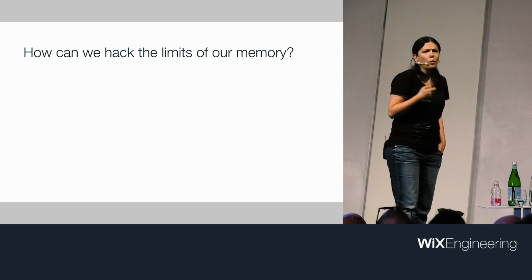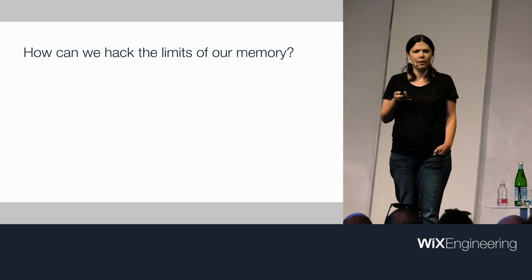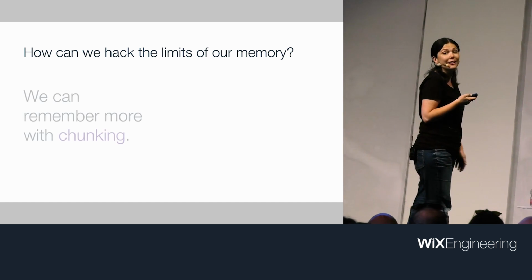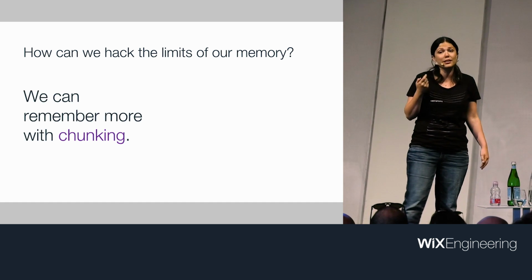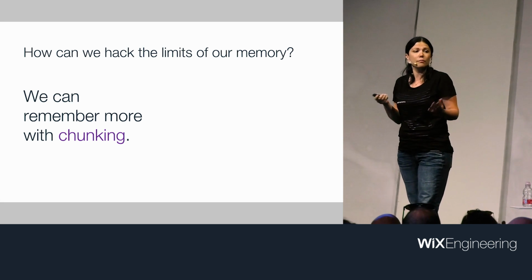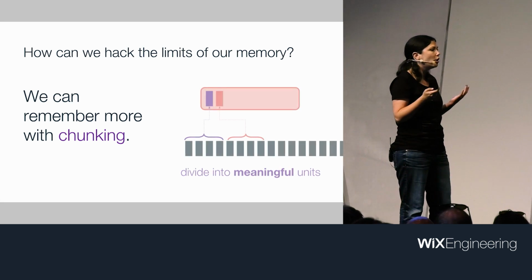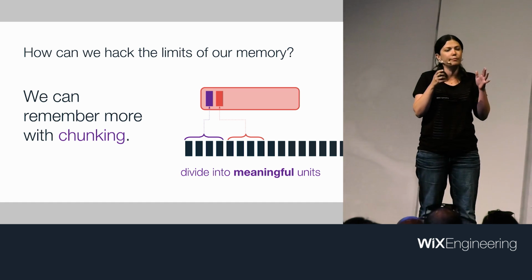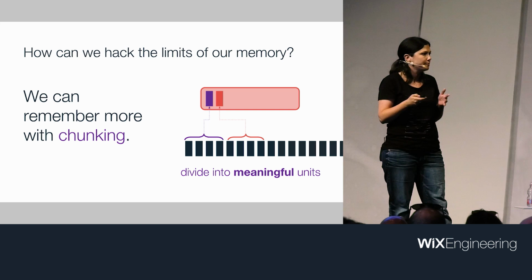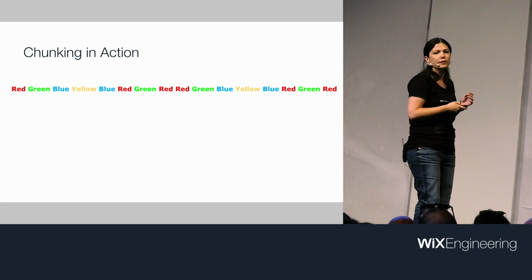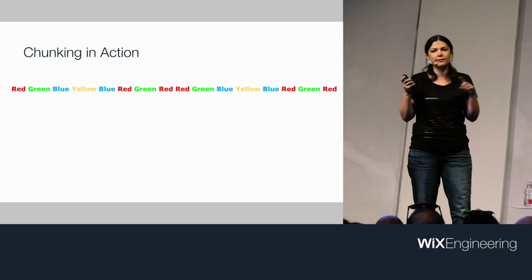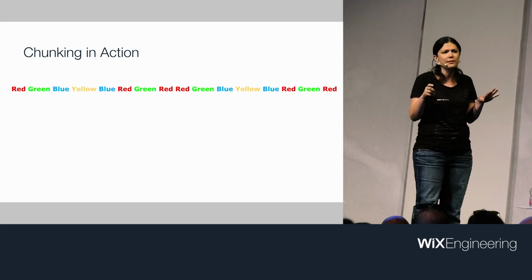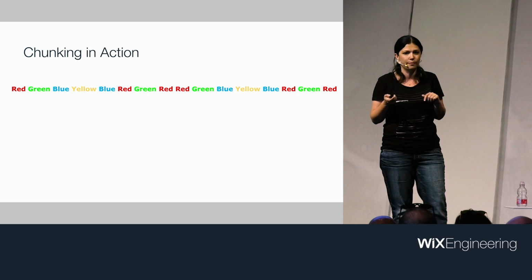So, what if we want to remember more? How can we hack the limits of our memory? Luckily, there is a way to do that, using chunking. Chunking basically means taking long pieces of information and splitting it into smaller, meaningful chunks or units. Let's see a little example of that. Say you had this sequence of colors in the Simon game from before. I want you to take a few moments and try to memorize them all.